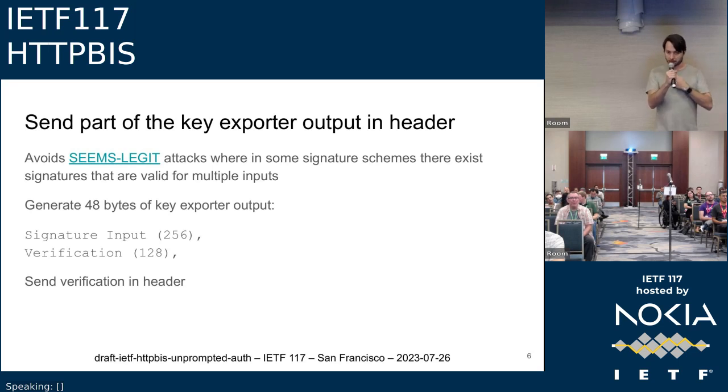So as a way to rule out that entire class of attack, when we use the key exporter to generate this nonce that we're going to sign, instead of just generating that, we generate a bit more data, so 16 bytes, and we send that in the header. So that allows the server to ascertain that the client indeed has access to the TLS master secret, that it actually ran the exporter, as opposed to just giving you a signature that happens to be valid over everything. Crypto is hard. Next slide.